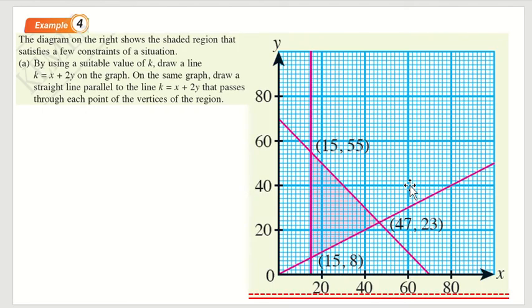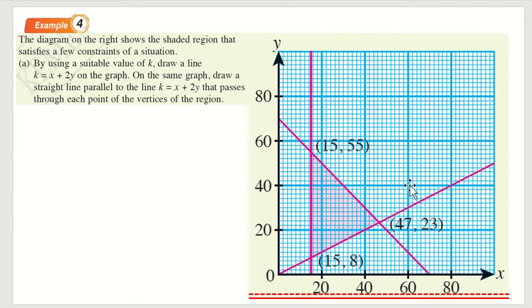Okay, the diagram. Now the question shows you the diagram already. It gives you the shaded region. Okay, it gives you the shaded region that satisfies a few constraints of the situation. I didn't give you the constraint, is what? Look at part A.